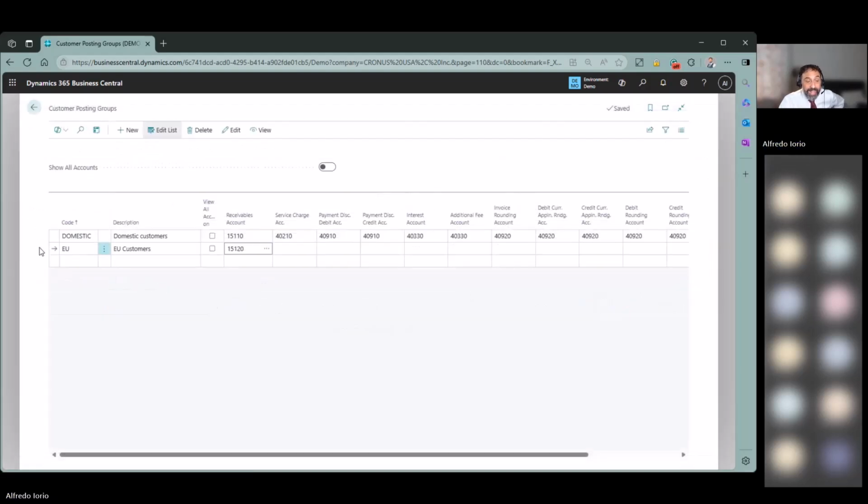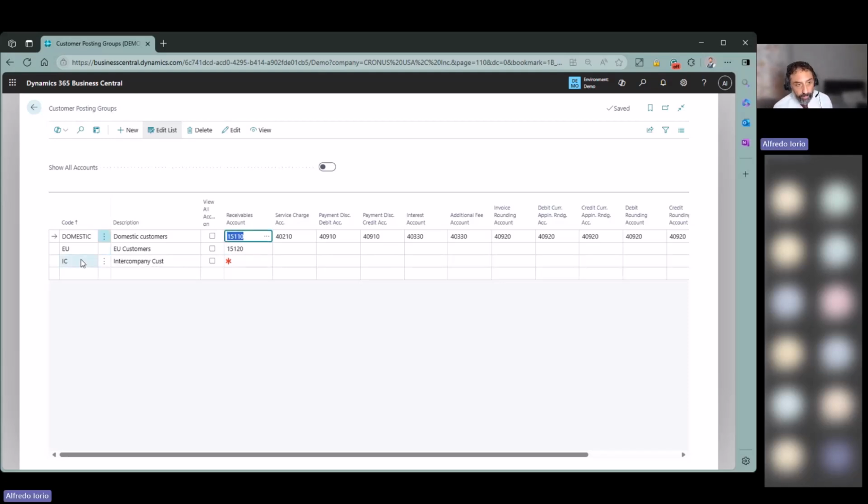Unless you need to set up intercompany customers and vendors without enabling intercompany transactions, in that case, you will need something like this, EC, intercompany customers, and now you have an intercompany receivable account here. But again, you're not using intercompany partners, right? You're using a dedicated receivable account. Same for vendors, it's the same thing.